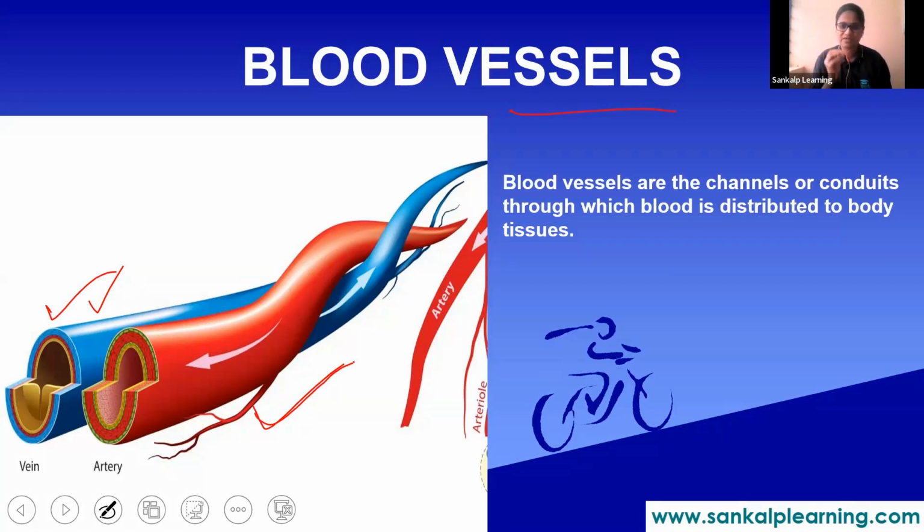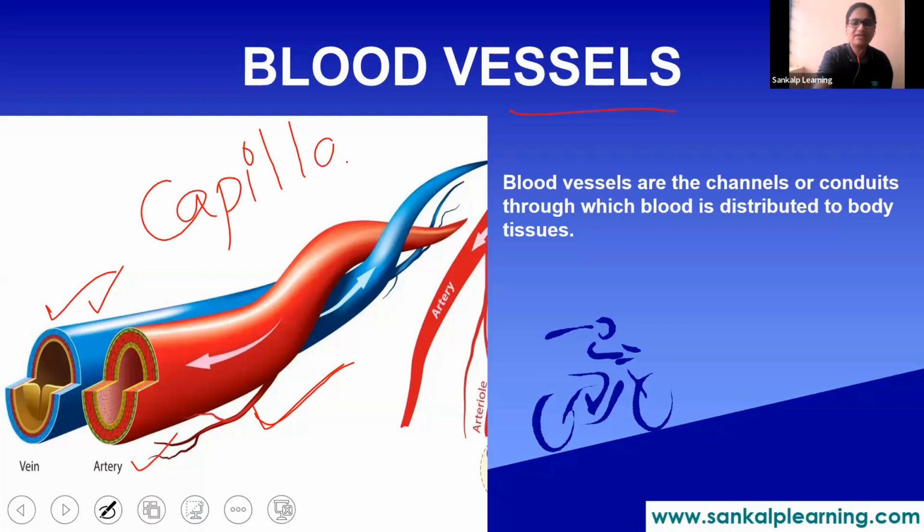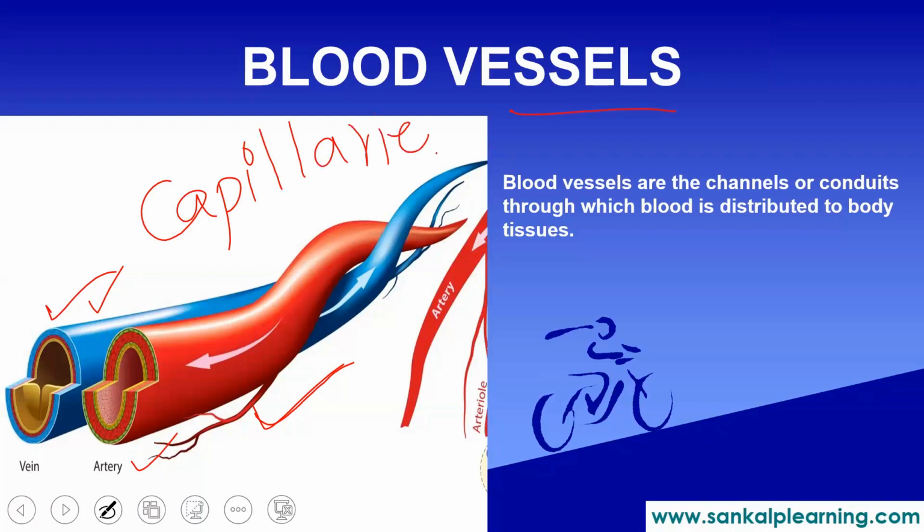Artery is a blood vessel. We have three types of blood vessel. One is artery, the other one is vein, the other one is capillaries. So how many blood vessels do we have, guys? Three. Which are they? Artery, vein, and capillaries, right?